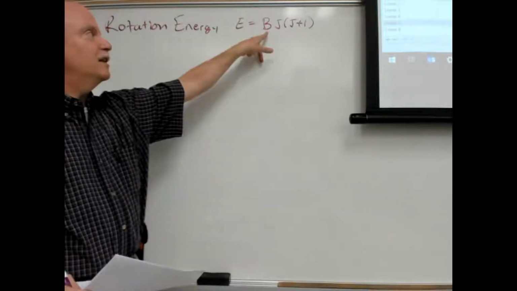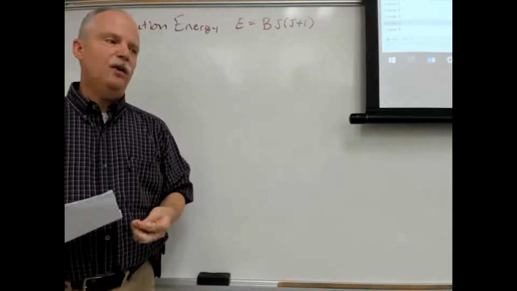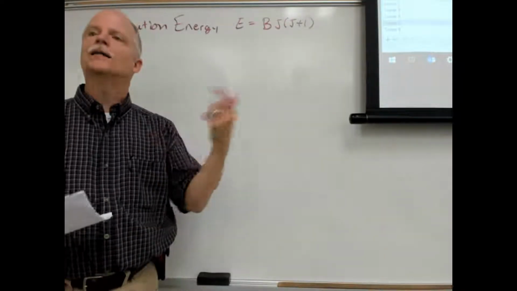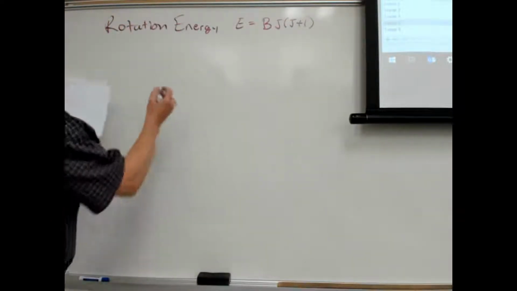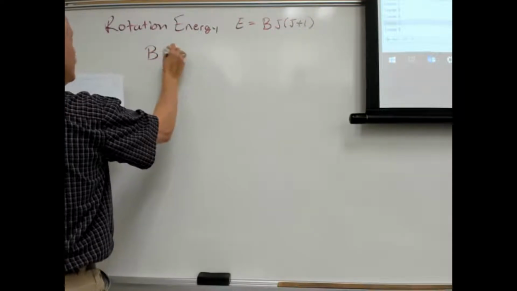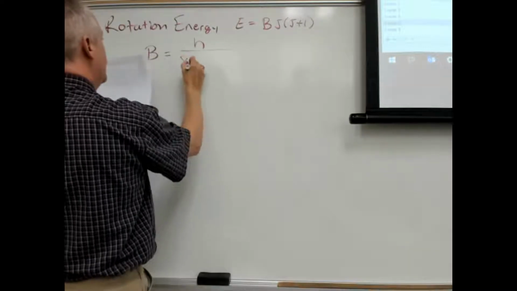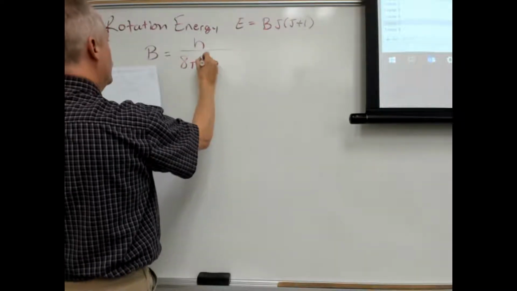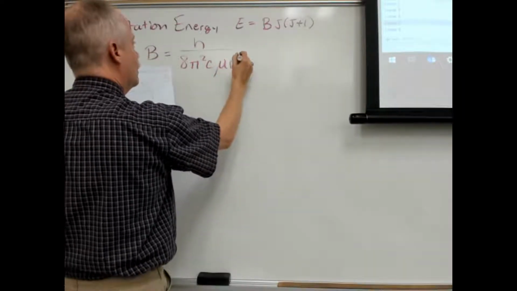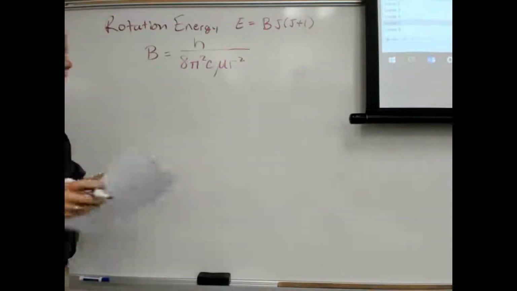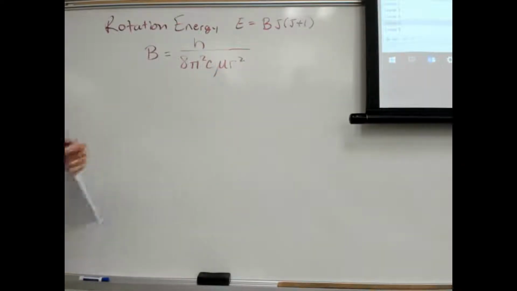And we had this B, this rotational constant. And we didn't really explain what that was. I just gave you what B was for HCl and carbon monoxide and carbon dioxide. Do you remember that? So this is B. And this is for a diatomic only.